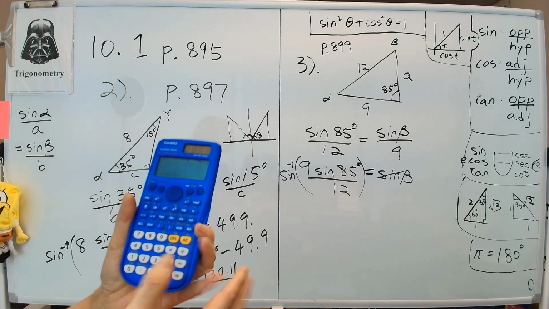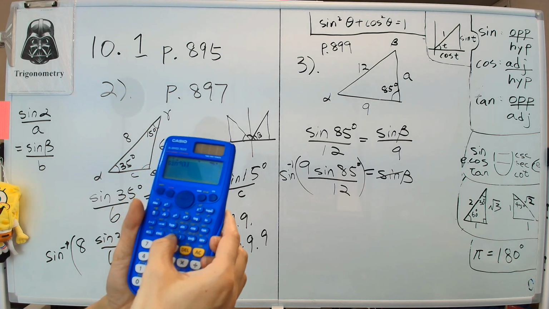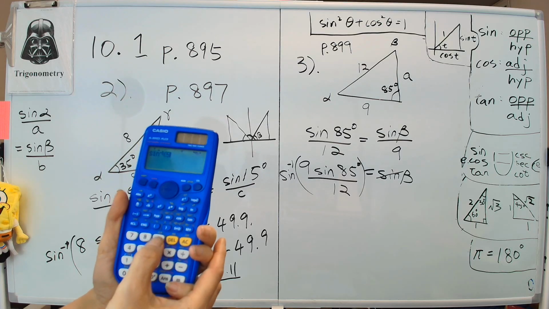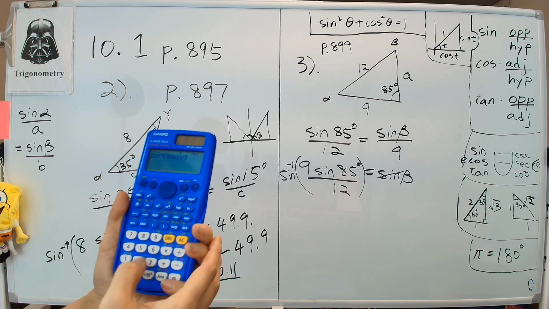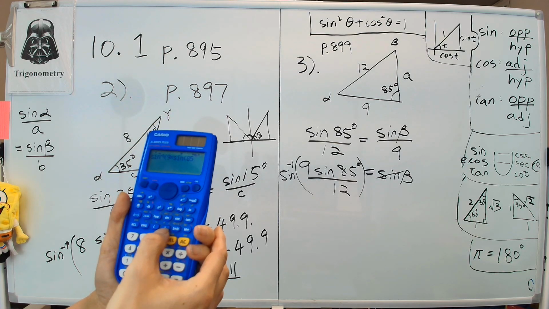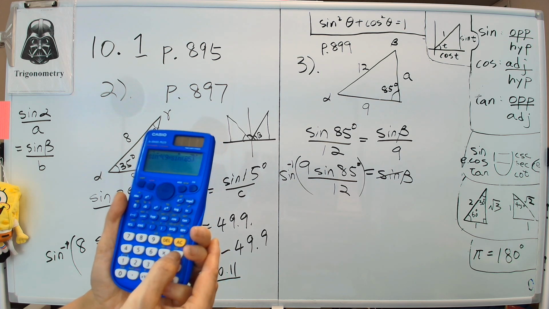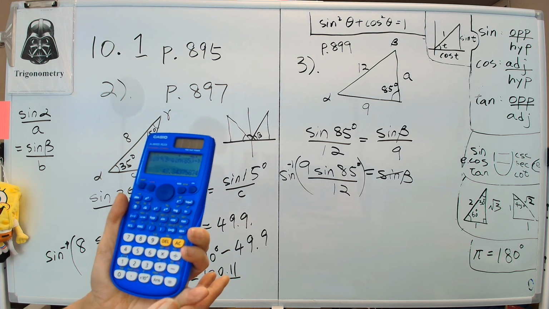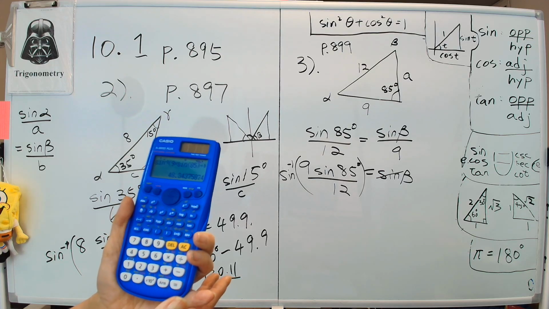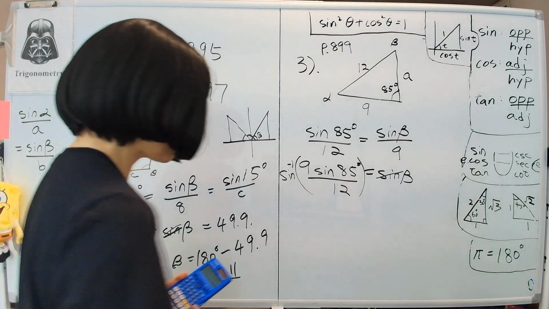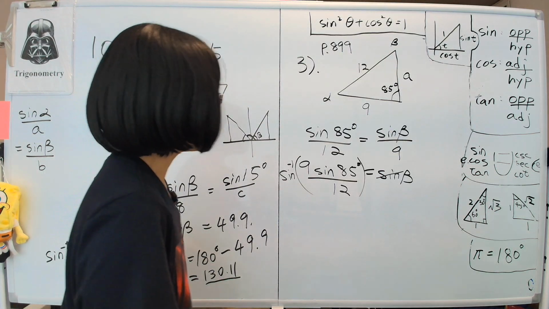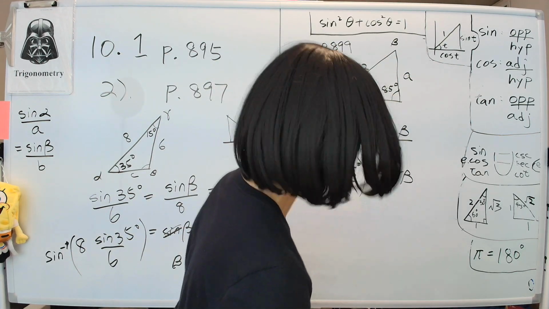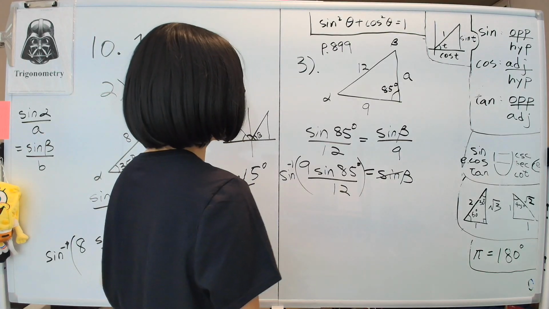Let's see. So shift sine of, no, we don't need another parentheses, one's enough. 9 times sine of 85 degrees, close parentheses, divided by 12, close parentheses again. That should do it. That's 48 something. What's 48? Degrees, I guess, because we're talking about beta. So beta is 48 degrees right up here.